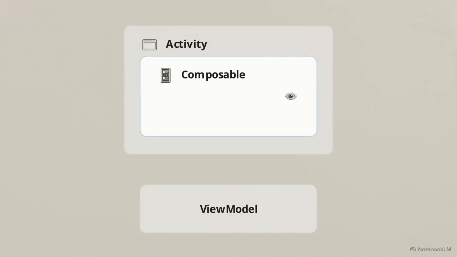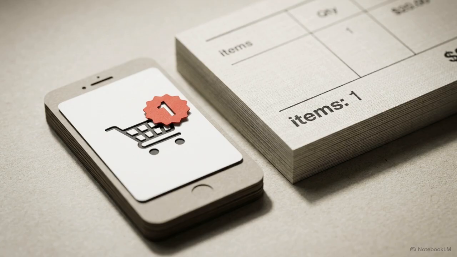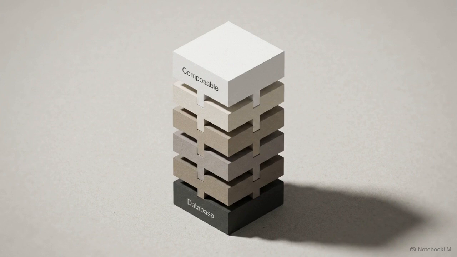The relationship between these layers is one way. The composable strictly observes the view model. The composable does not run logic. It reacts to whatever state the view model holds and repaints the screen to match. By assigning memory to the ViewModel and restricting the composable to a passive observer, the UI layer achieves the separation required by the architecture. The architecture stack is complete.